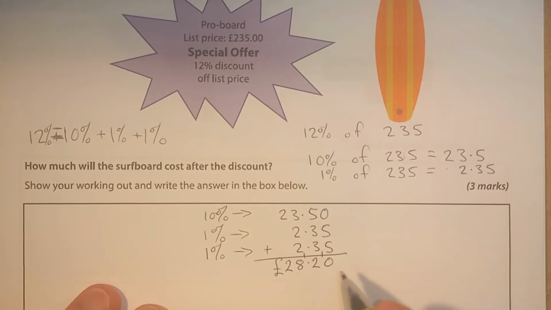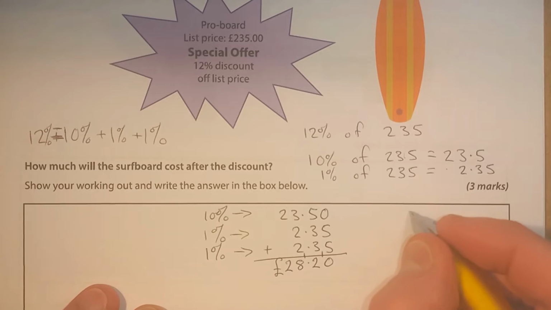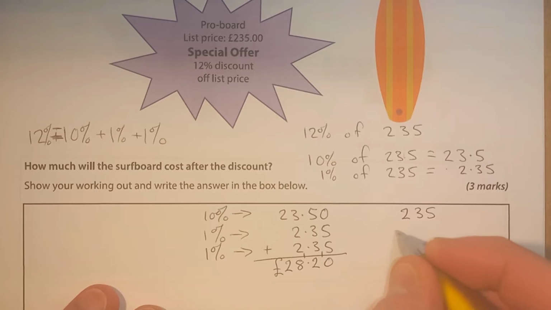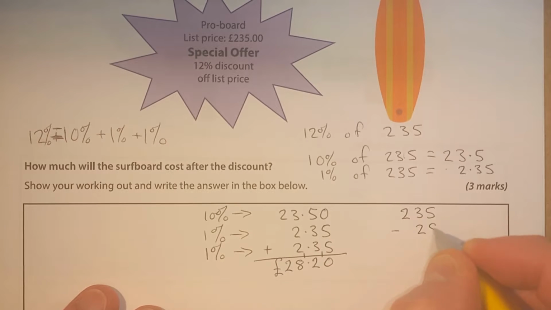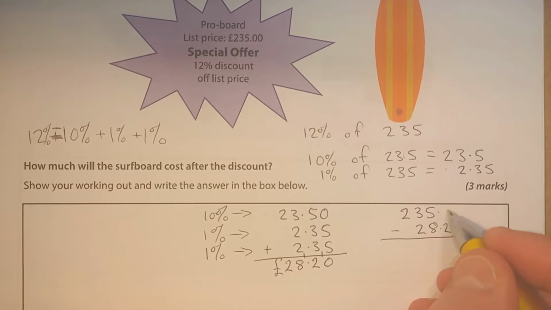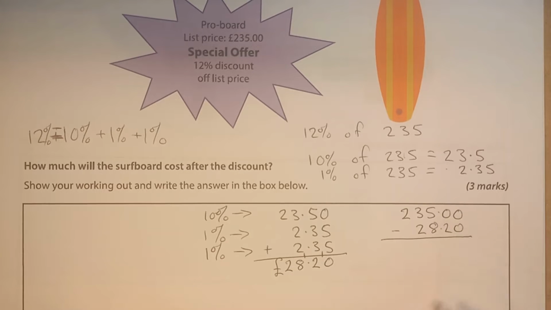Now, it's a discount, so we need to take that off. So we've got our original £235. We want to take off £28.20. So again, so we've got something to take this number from, I'm going to put 0.00 in here. So now we have 0 minus 0, 0.